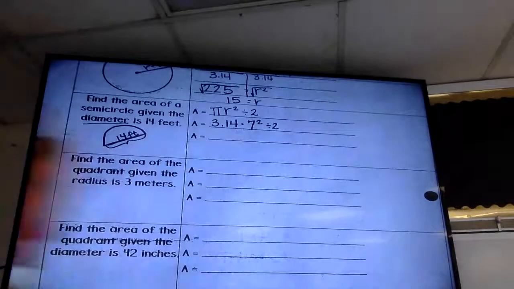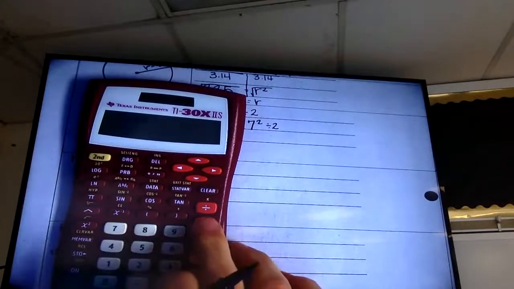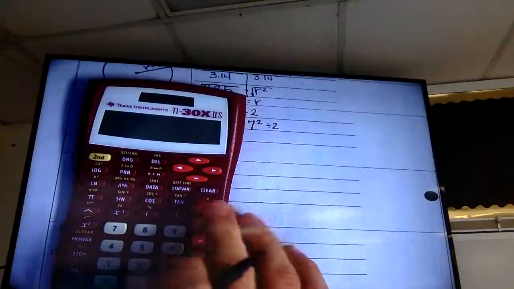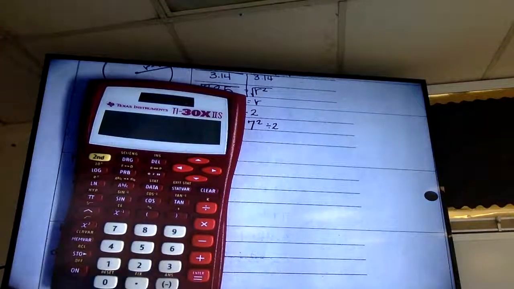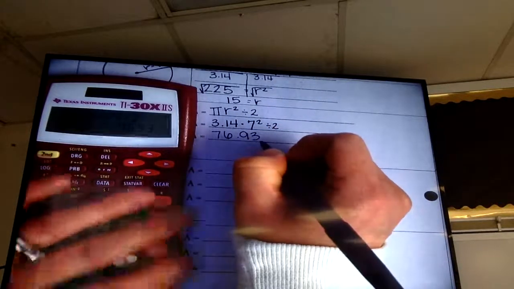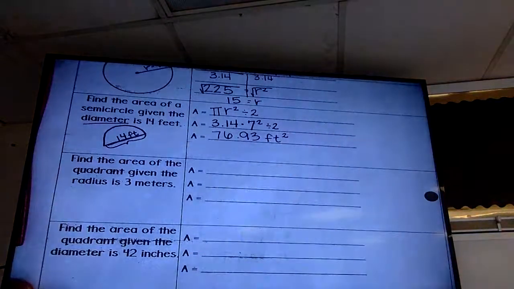You can put all of this into your calculator at one time. So I have 3.14 times the radius squared, so 7 squared, divided by 2. Your calculators are smart and they use order of operations for you. So I find out my answer would be 76 and 93 hundredths. Let's look at the label. It was feet squared.